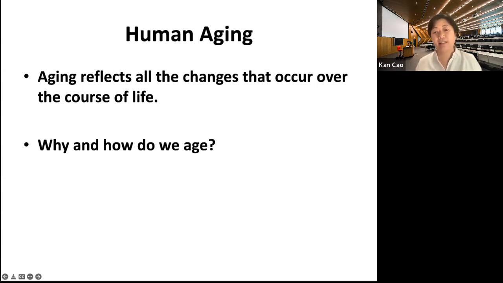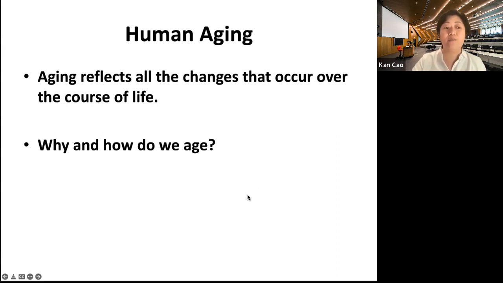In today's lecture, what I'm going to do is I will first go through what my lab does at the University of Maryland to study human aging. We use a rare genetic disease model to study human aging. Then I will move on to share with you what I have learned during the process and what I have developed for treating skin aging.